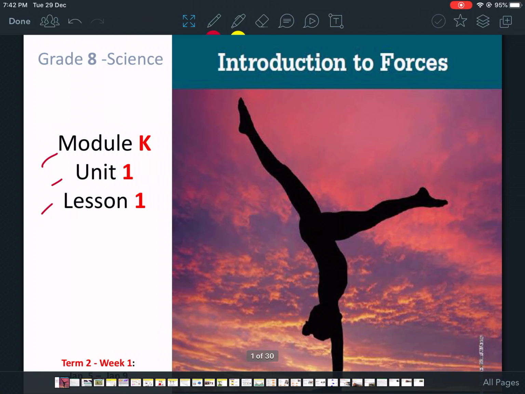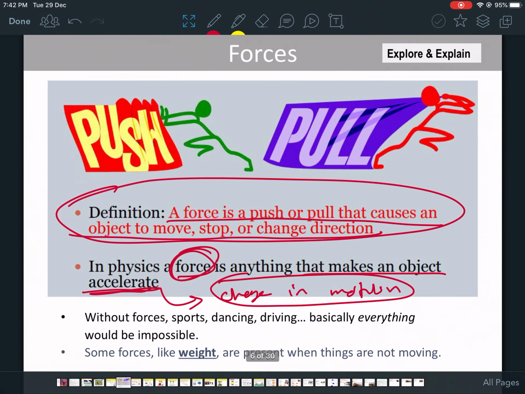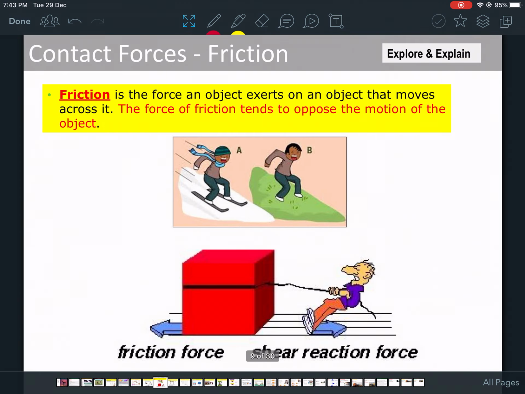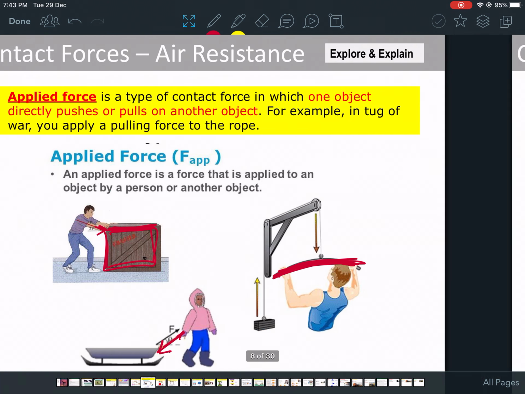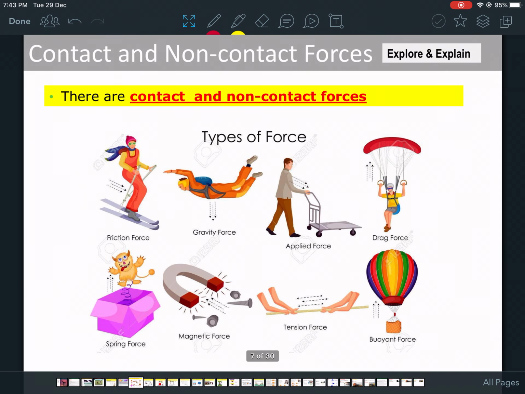Good morning, everyone. So we're going to continue our lesson about forces, and we talked about what a force is, which is a push or pull or any action that causes an object to move. And we said that there are two types of forces. We had the contact and non-contact force.